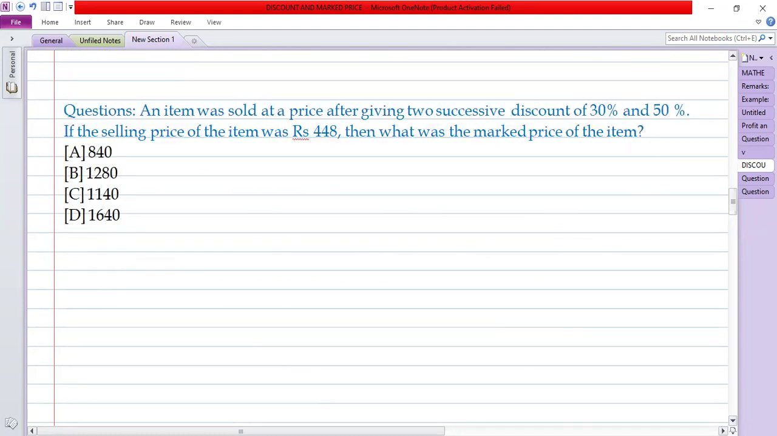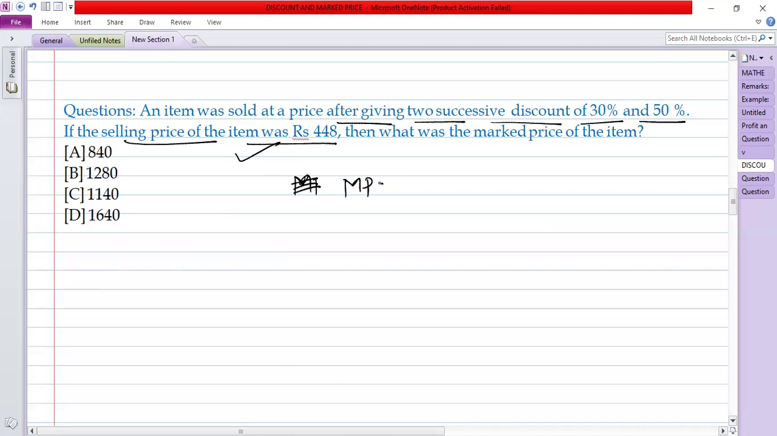Here an item was sold at a price after giving two successive discounts, one 30% discount and another 50%. If the selling price was 448, what was the marked price? So this whole question, if we have to write in a single equation, then it is the marked price, the MP.